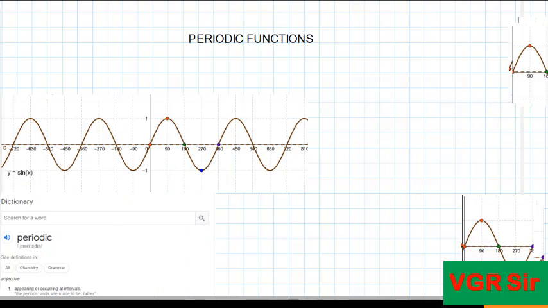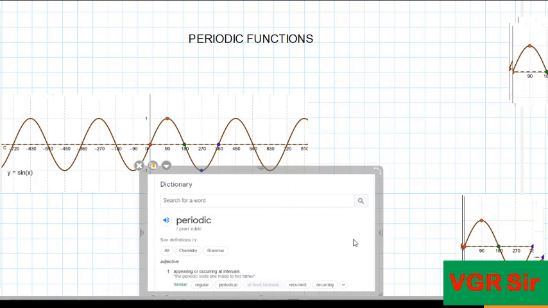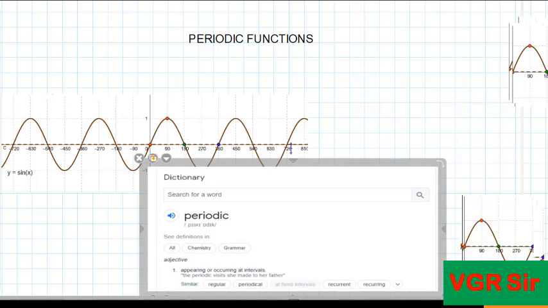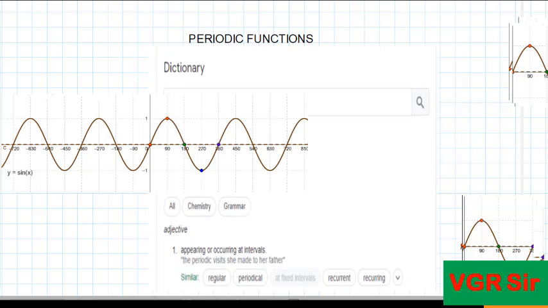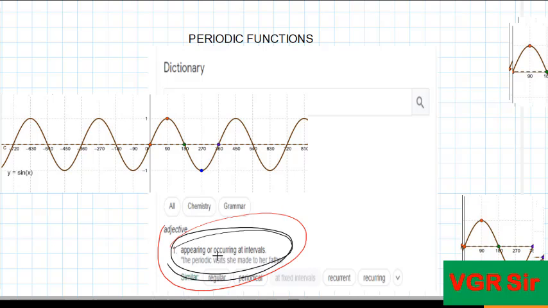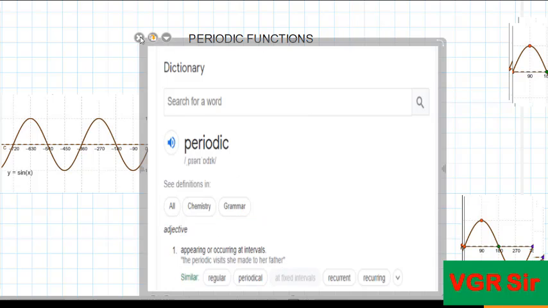Students, first of all I want to explain the definition of periodic in English. Observe here, if you open a dictionary, it shows that periodic means appearing or occurring at intervals. Observe here: periodic means appearing or occurring at intervals. So what is the meaning of periodic function? Periodic has the same meaning, then function. So I want to explain the meaning of periodic function now.